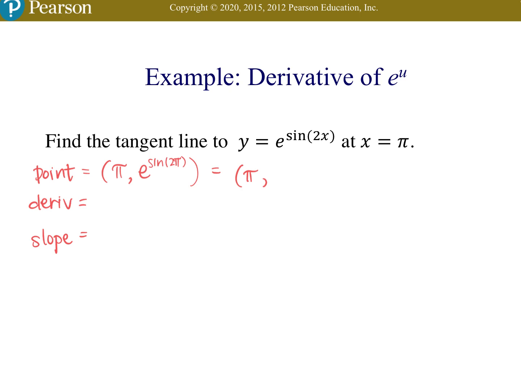is. Sine 2 pi is 0. Sine 2 pi is all the way around the unit circle, all the way back to the beginning. It's also at the end of the cycle. So this is going to be e to the 0. And e to the 0 is 1. So my point is pi, 1. Now I want my derivative.